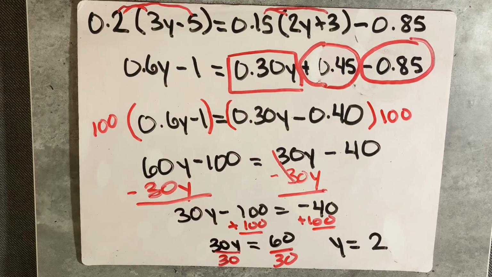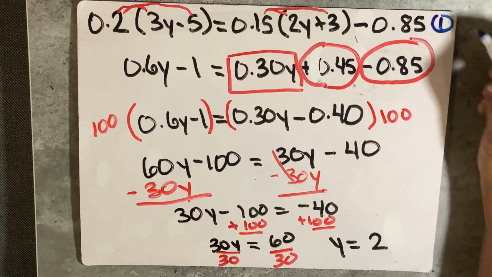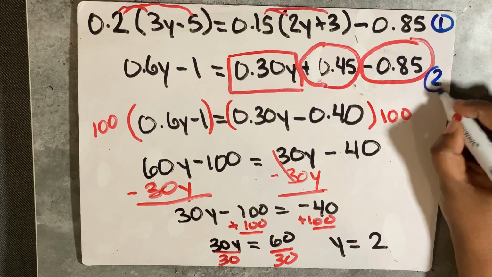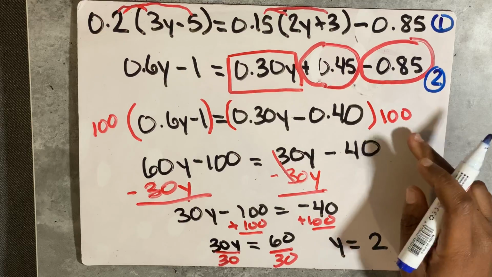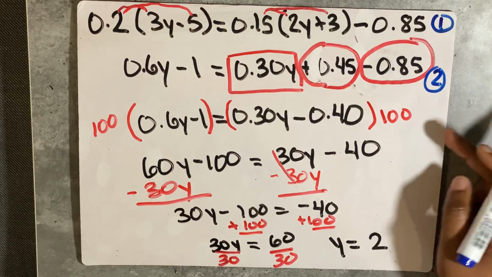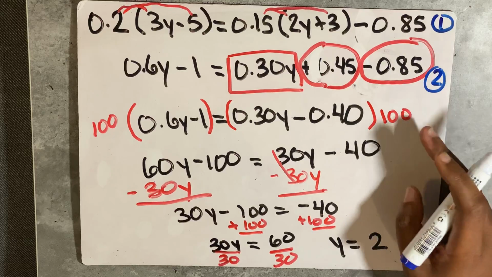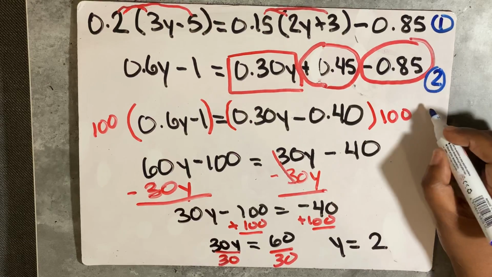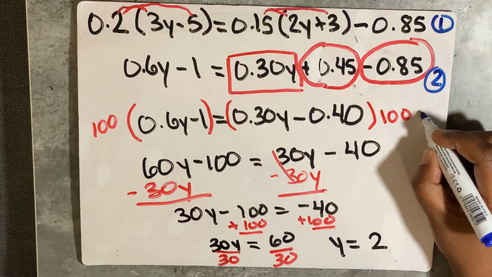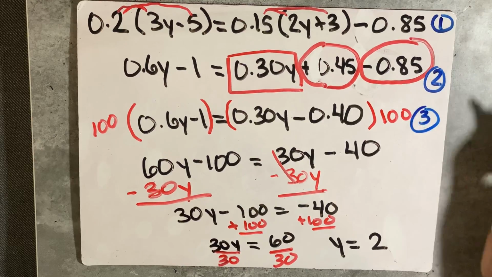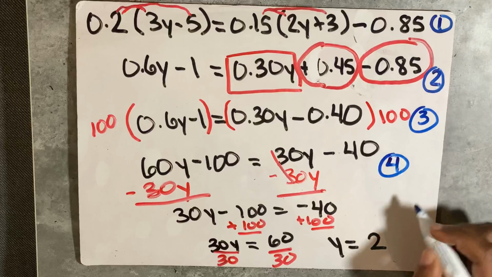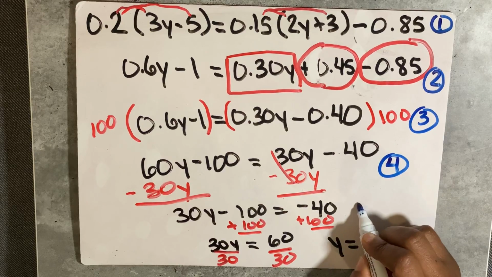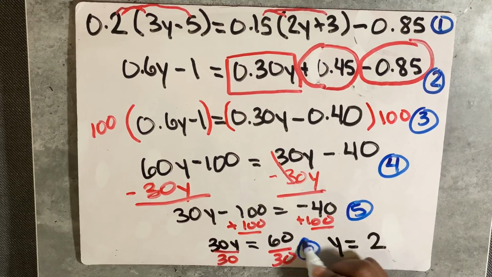Hopefully I didn't go too fast for you. If I did, then go back through. Run the tape again. This was step 1. This was step 2. This was technically part of step 2. So I'll just put it as step 3, 4. This was the 5th thing that we did, and this was the 6th thing that we did.